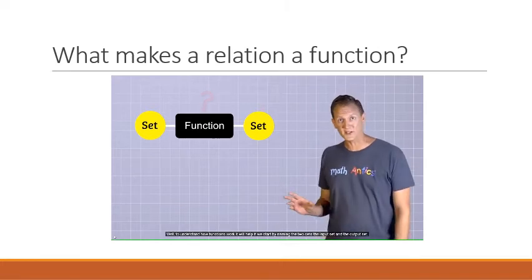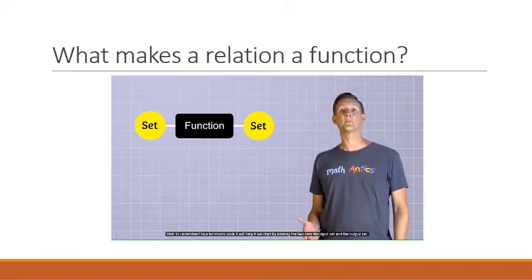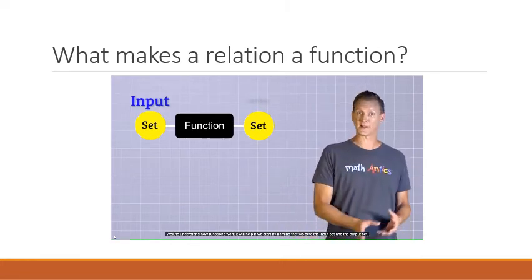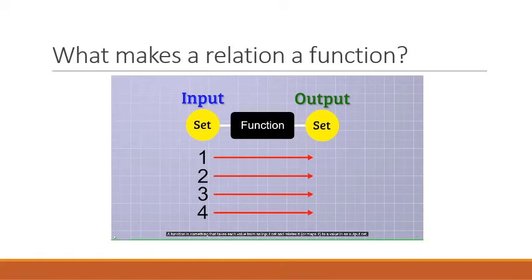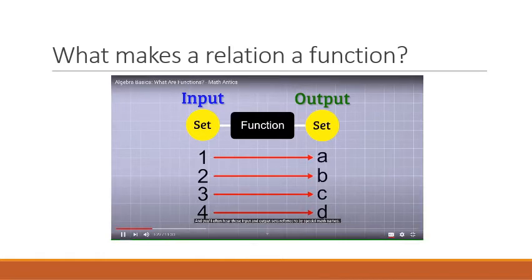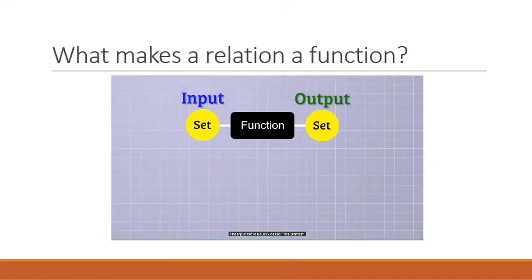Well, to understand how functions work, it will help if we start by naming the two sets, the input set and the output set. A function is something that takes each value from an input set and relates it, or maps it, to a value in an output set. And you'll often hear these input and output sets referred to by special math names. The input set is usually called the domain, and the output set is usually called the range.